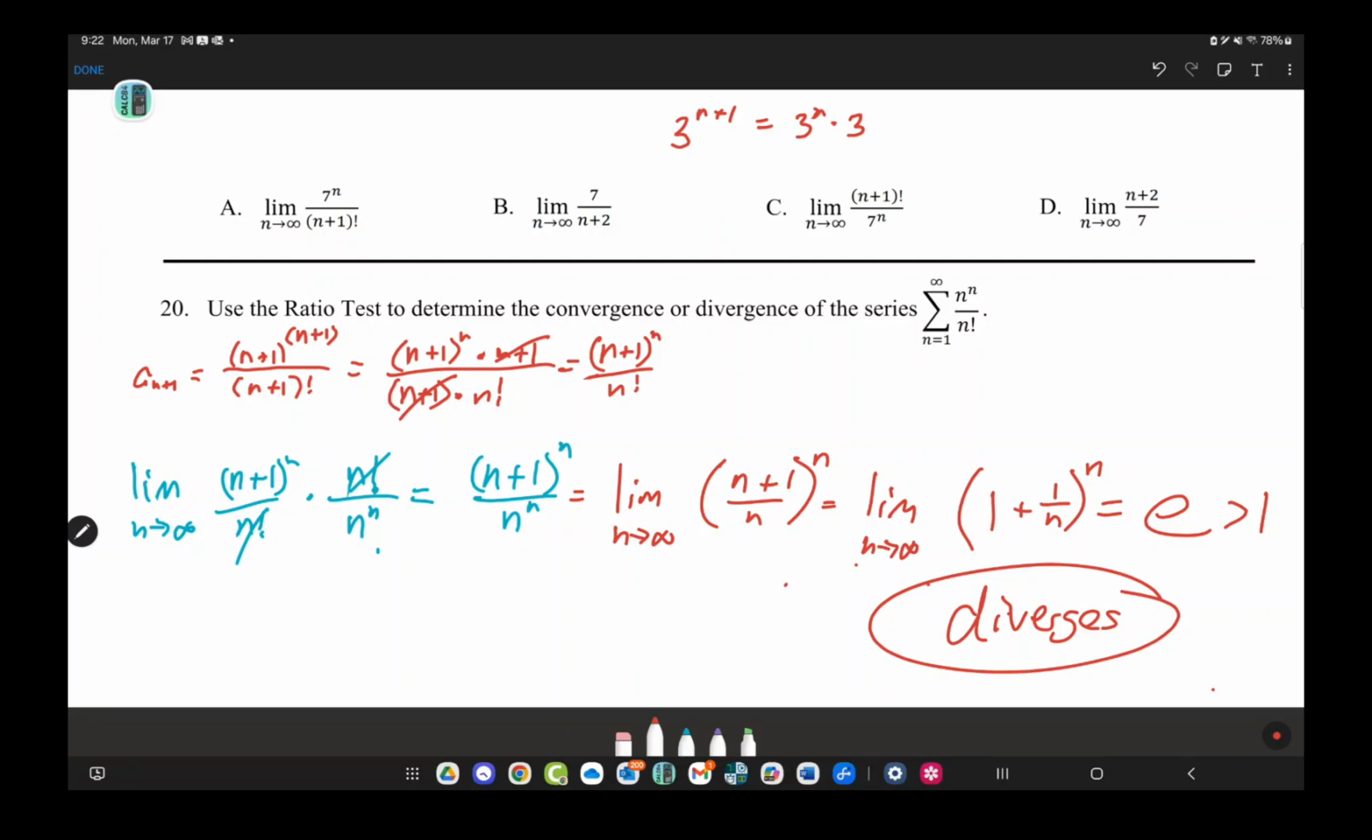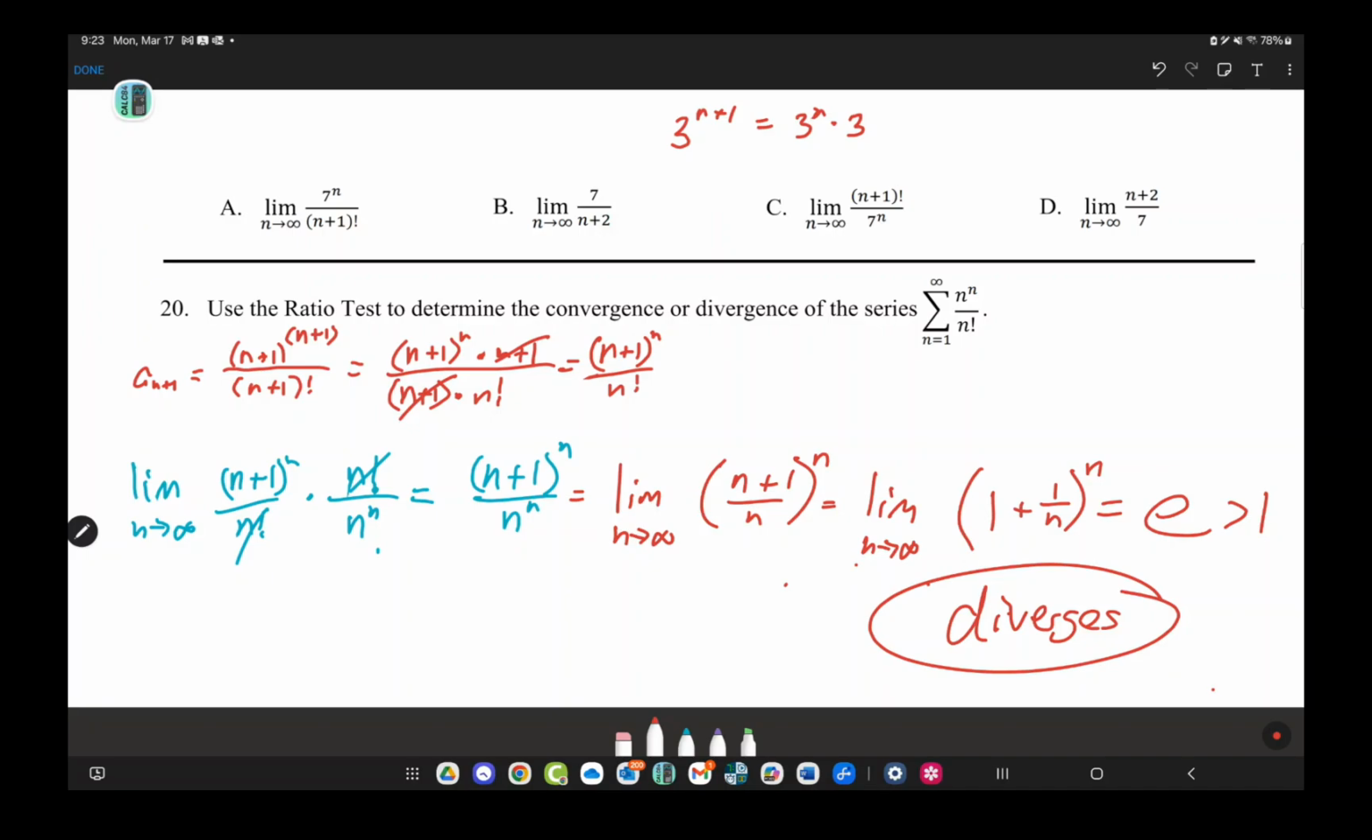Now, do you really have to show that that's equal to e? No. If I have (n+1)^n over n^n, that means my numerator will always be higher than my denominator. So it diverges. That limit as n goes to infinity of (1 + 1/n)^n is the value of e.